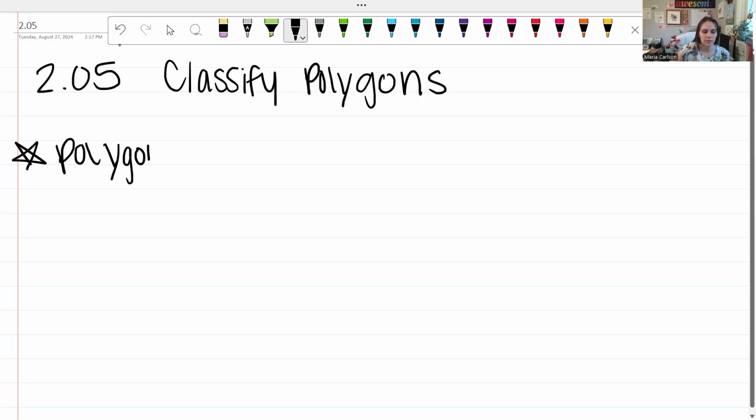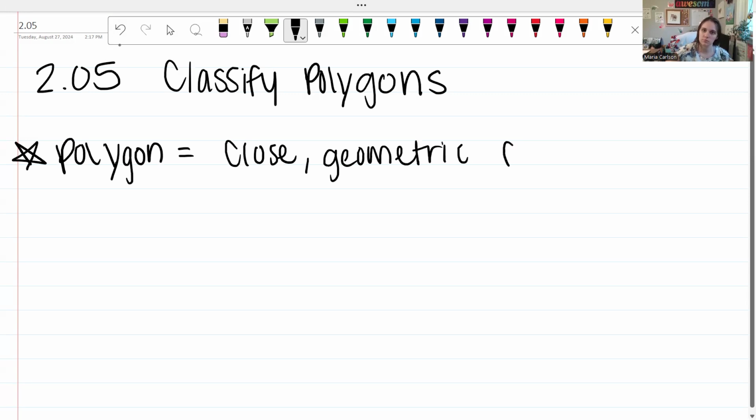A polygon is a closed geometric figure made of three or more, so made of three plus line segments in a plane.